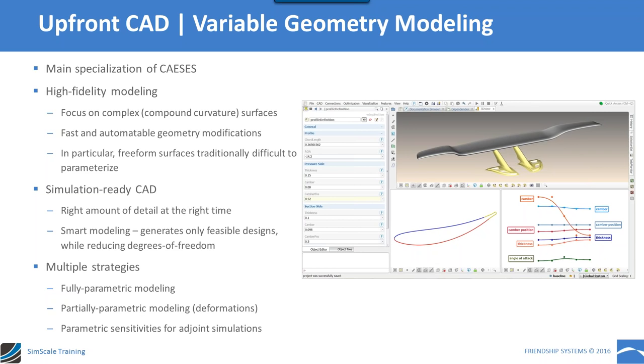And also we offer multiple strategies, like fully parametric modeling, starting from scratch, starting from the 2D plans drawing, and also partial parametric modeling, where you already have a model and you apply some techniques to modify the geometry, but you will not redesign the geometry, you just modify it. So we will talk about this in the next few slides.